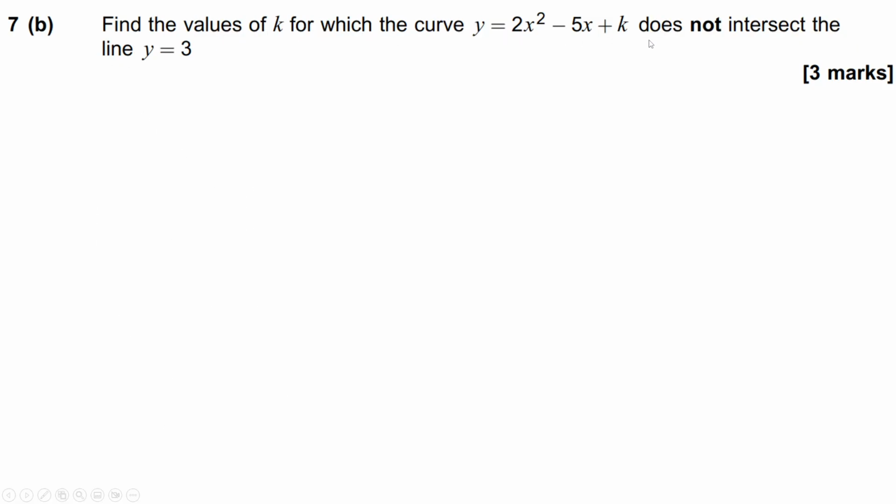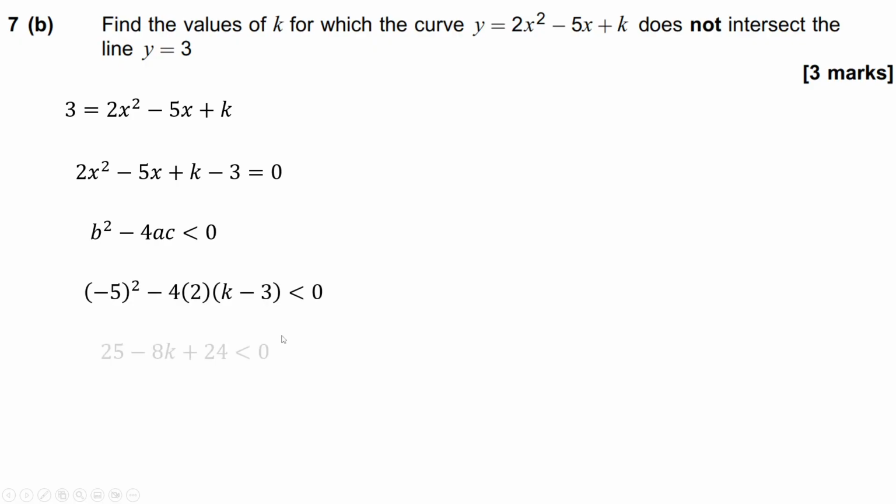Find the values of k for which this does not intersect the line y equals 3. Well, you can set them equal to each other, like this. Bring this to the side like that. Now, if they're not going to intersect each other, that means the discriminant is going to be less than 0. So b squared minus 4ac is less than 0. C is going to be k minus 3. That full thing is c. B is just 5, and then a is just 2. So just plug that in. You'll get this. You know, just solve it. You know how to solve this. You'll get that.